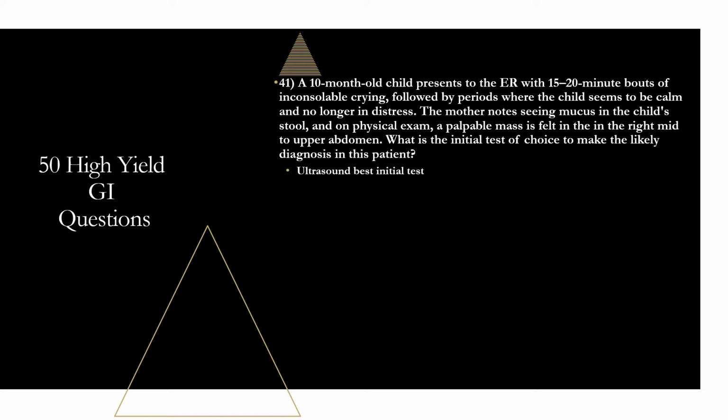Sometimes it can be described as a sausage-shaped mass, which would make it a lot easier, but sometimes they won't say that. But that's another finding in intussusception. And then finally, the mucus in the stool. There's something known as currant jelly stools, and that's when stools are mixed with either blood or mucus, sometimes both. So currant jelly stools, sausage-shaped mass, and colicky abdominal pain are all very key findings for intussusception, and then ultrasound is going to be your best initial test for that.